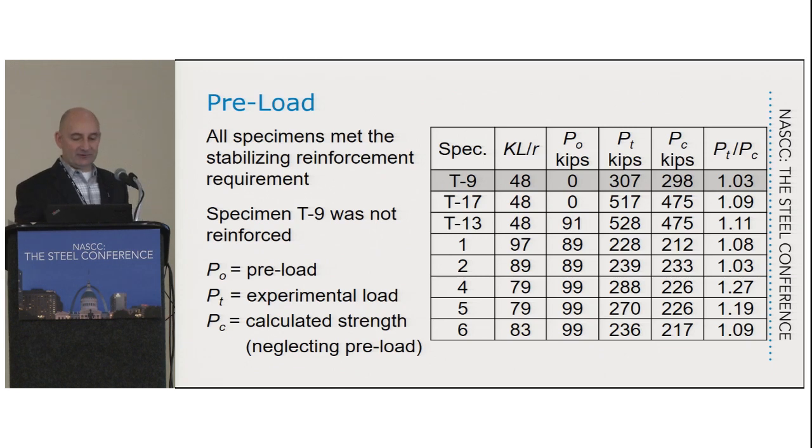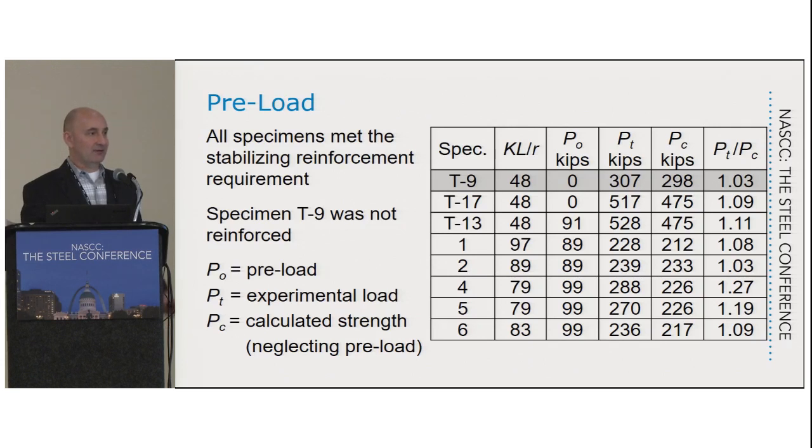Okay, the top row, these are all the specimens. The top specimen up here, the one that's shaded, is not reinforced. The one below that, T17, is reinforced, but it has no preload. And the one below that, T13, and these are basically the same columns. They're not identical columns, but they're the same cross-section and the same reinforcement in the case of the T17 and the T13. Okay, so T13, you load it up to 91 kips, and then you add the reinforcement, and then you load it up further until it fails at 528 kips.